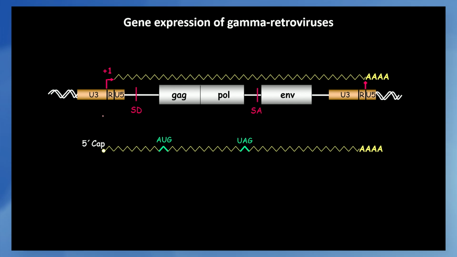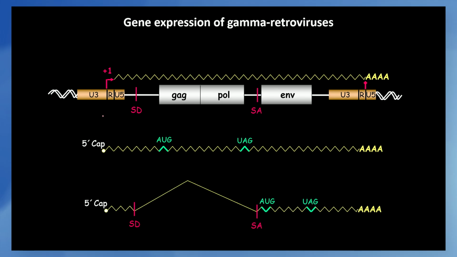So we have a splice donor and a splice acceptor within the RNA, which is being spliced by the splicing machinery of the cell. As a consequence, the start codon of the envelope part is put close to the 5' cap. So that's how the virus gets the envelope protein or glycoprotein expressed, after splicing, getting the start codon of the envelope gene close to the cap structure.